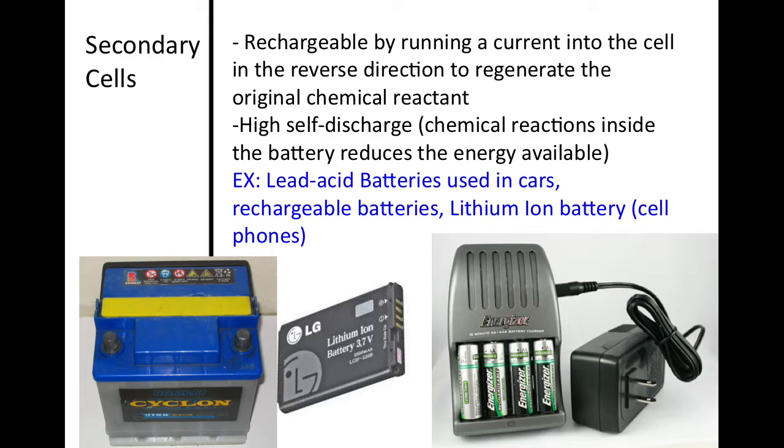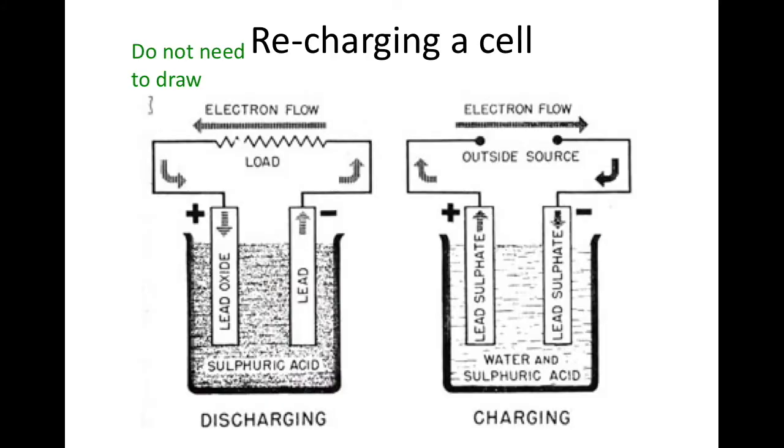One reason why primary cells are preferred is due to the high self-discharge with secondary batteries. Examples of secondary cells are any batteries that we recharge, such as lead-acid batteries that are used to start cars, rechargeable batteries, and lithium-ion batteries in our cell phones. When you charge your cell phone, you're really just running the battery in reverse, and you're reversing the chemical reactions inside. Here is a secondary cell.